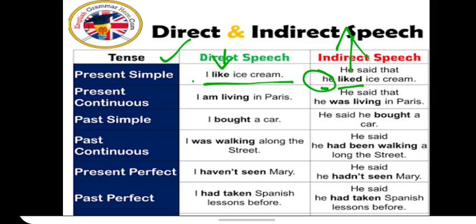I'm living in Paris. He said that he, pronoun changed, was living. Present am changed into past tense, was living in Paris. I hope you get the point, and you can read the rest of it for better understanding. You can pause the video and read the other sentences.